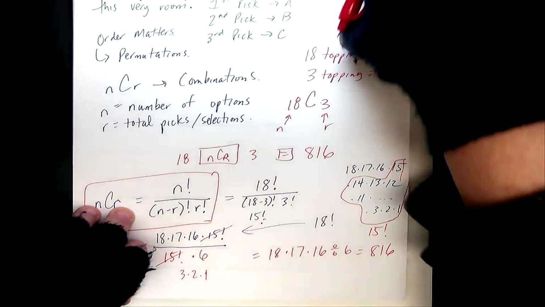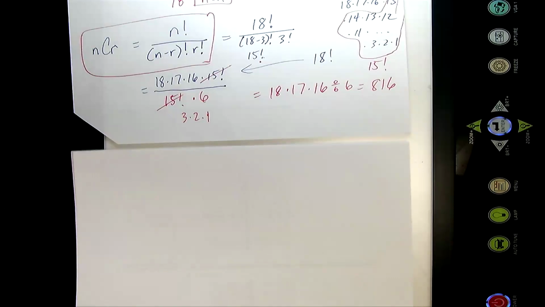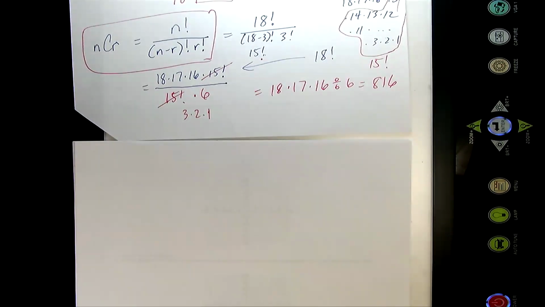Let's talk about nPr and then let's do an nCr that's one I'm particularly fond of. Permutations is where order matters. How many people we got in here? 2, 4, 8, 10, 12, 14, 16, 17, 18, 19, 20, 21, 22. 22 students in here, and I said I was giving out 3.